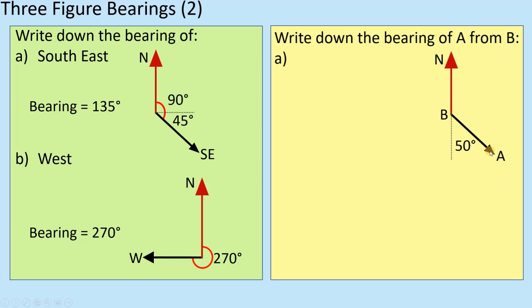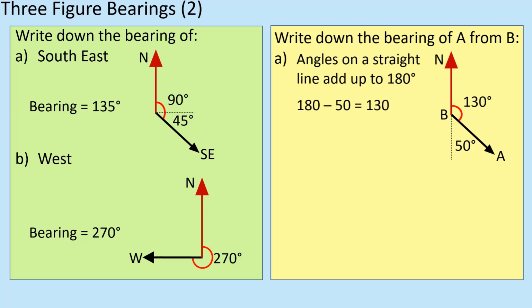So that one, you see where the arrow is there. And you're given this angle at the bottom. Well, if this is a straight line all the way down, then angles on a straight line, and again, that's another lesson that you might want to look at, angles on a straight line add up to 180. So therefore, this here needs to be 130. All right, so bearing 130 degrees.